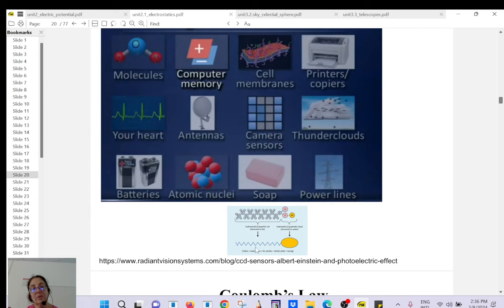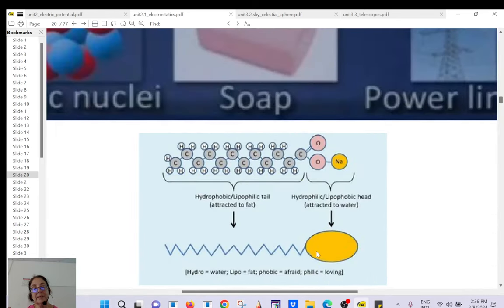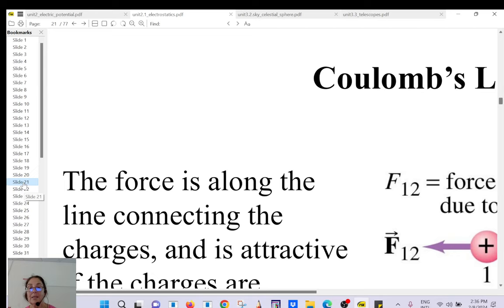And of course, if you learn about chemistry, you have this molecule here. Do you know what this is? Soap, a molecule of soap. It has a tail and the head is polarized. And because it's polarized, it will have a lot of affinity with water, and the tail will have affinity with dirt, and that's how you can break down the dirt. Okay, so that's how it works.